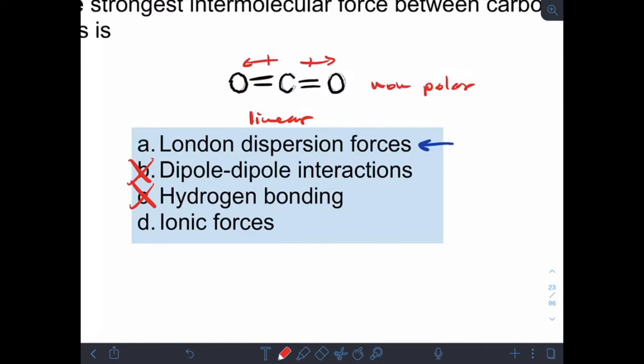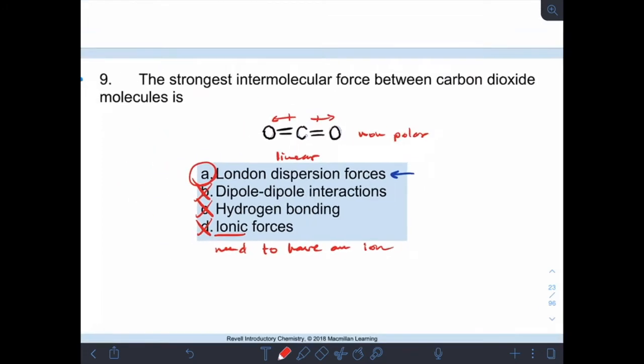And in order to have ionic forces, you need to have an ion. Do we have any ions? The answer is no. So the only thing that carbon dioxide can do is London dispersion. So all it's got is one weak force. This gives an indication of why carbon dioxide is a gas at room temperature, because it has weak forces. There's nothing holding the individual carbon dioxide molecules together.